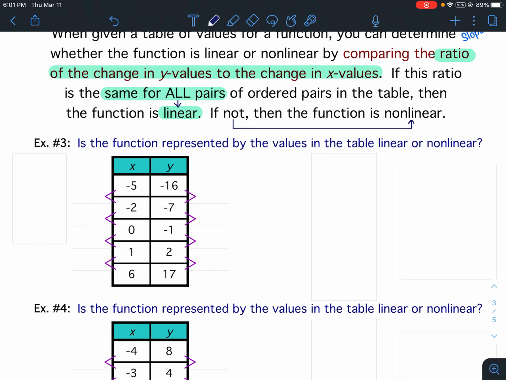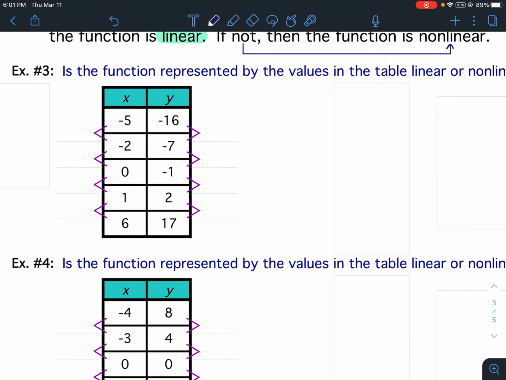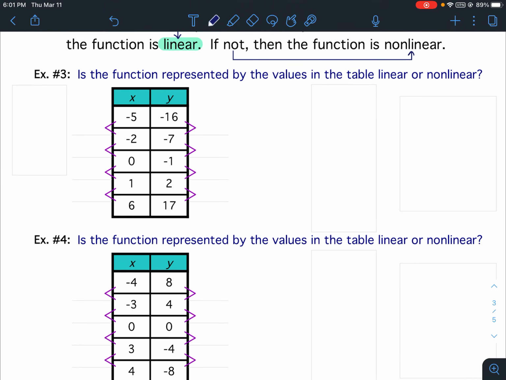Okay, so let's try this. Is the function, example number 3, is the function represented by the values in the table linear or nonlinear? Well, first of all, think of it as y2 minus y1. So we are going to subtract starting from the bottom and go upward. In other words, I'm going to subtract the 17 minus 2 first. So 17 minus 2 is 15.